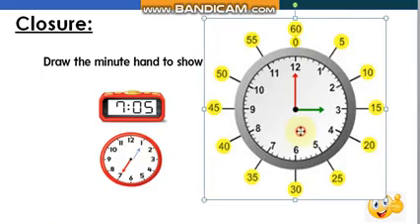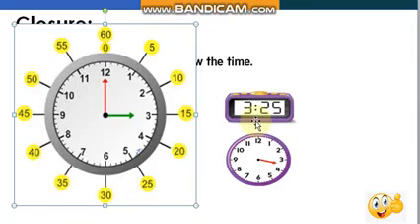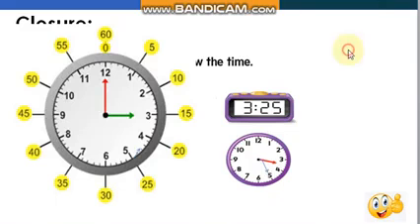Okay, and let's go to this one. 3:25. Let's skip count. 5, 10, 15, 20, 25. Oh, we found it. It's number 5. Let's draw it. Good job. Yes, good job.